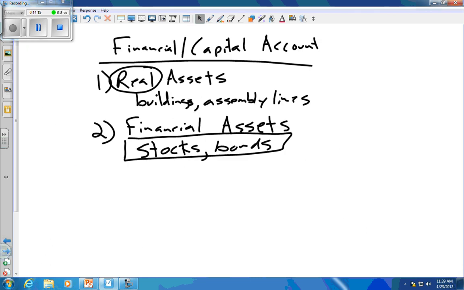Okay? Following this logic, the real assets, the buildings, as I said, when you buy a building or an assembly line, it stays where it's bought. If you buy stocks and bonds, those companies don't move location. Those countries don't move location. So therefore, those things go in the financial account. Okay, I hope this clarifies things.